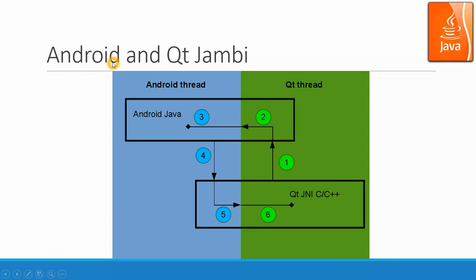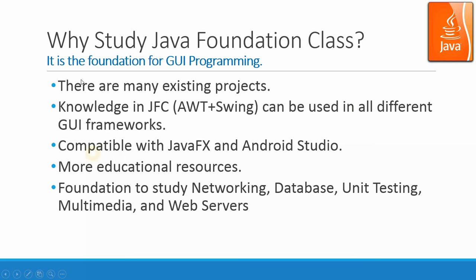And the relationship between Android and Qt Jambi is the following. Qt runs some native code in C and C++ on the machine, while Android remains in the Java domain. So Java can drive this native code in C and C++ while returning the result back to the Java world for display and user interface.